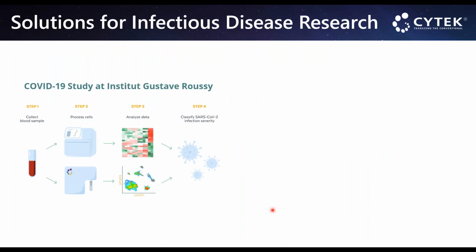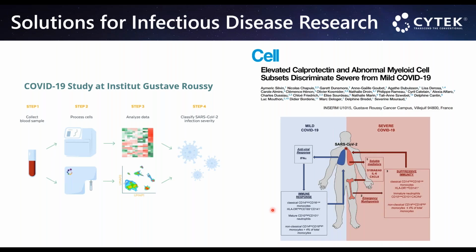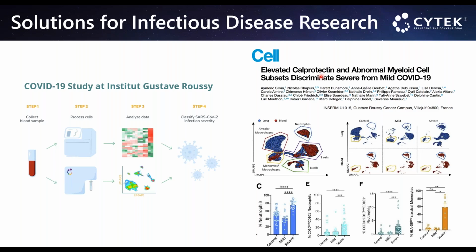Now, going into more practical applications, this was at the Institut Gustave Roussy Cancer Campus in France. They were looking at reliable ways to predict a patient's response to diseases like COVID-19 and then find treatment targets for that. In this case, this was a 25 color panel that was run on blood samples from each patient that was collected and then also analyzed at a genetic level. This was able to look at calprotectin as a predictive protein to see whether a patient would have a mild, moderate, or severe reaction post-infection. Just another example for infectious disease research.